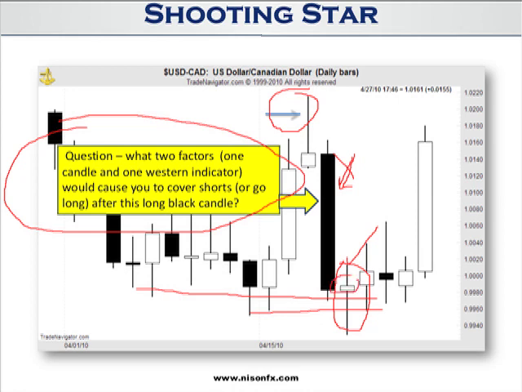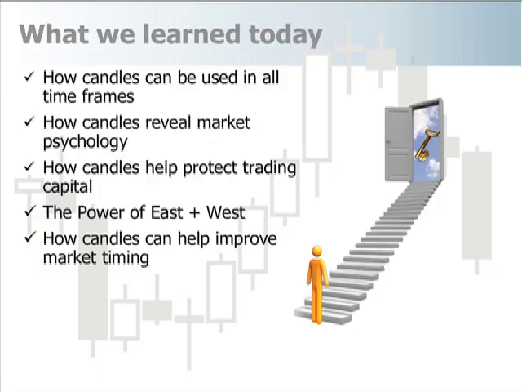But if you're short on the shooting star that I just circled, I would take profits at the check mark because of the candle signal, the small real body, and the market's confirming support.